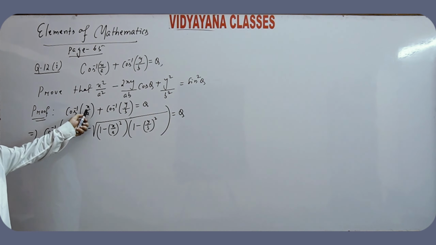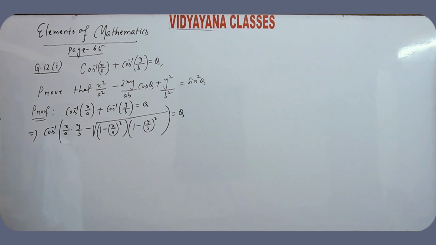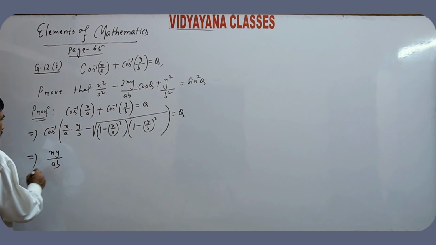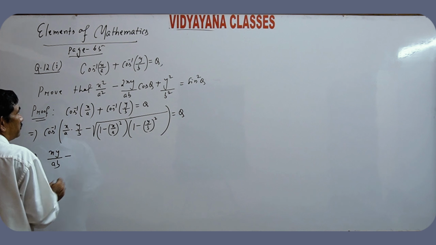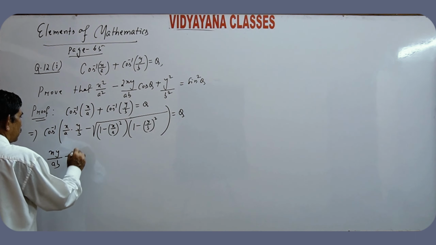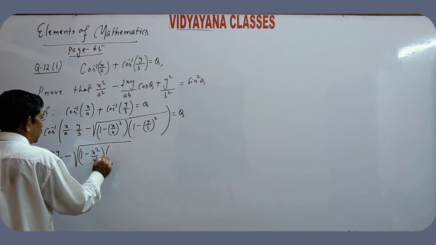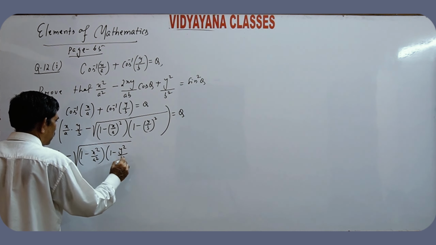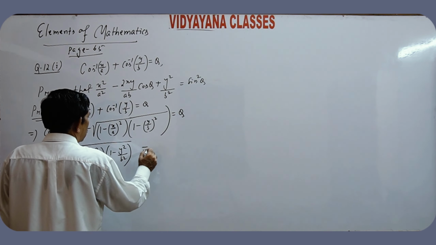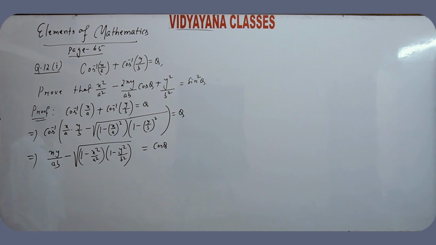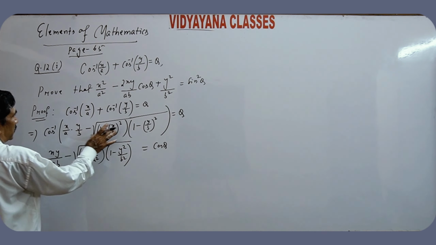It is assumed that x by a plus y by b is greater than or equal to 0, which implies xy divided by ab minus root of (1 minus x square by a square) into (1 minus y square by b square) is equal to cos theta. Clear? Cos inverse of this is equal to theta.